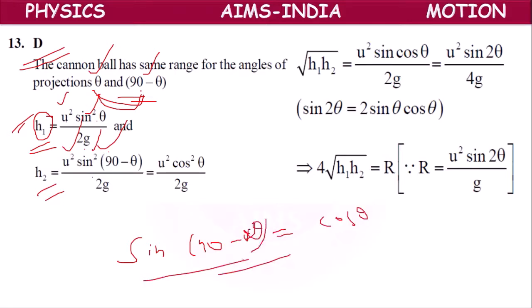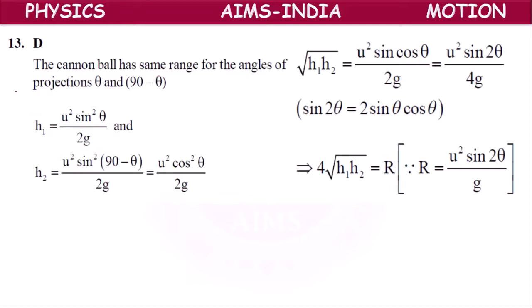That part you will come across in the math subject, children. So just remember here, sin(90 minus theta) equals cos theta. So u square sin square (90 minus theta) becomes u square cos square theta by 2g. So we got the h1 value and we got the h2 value.